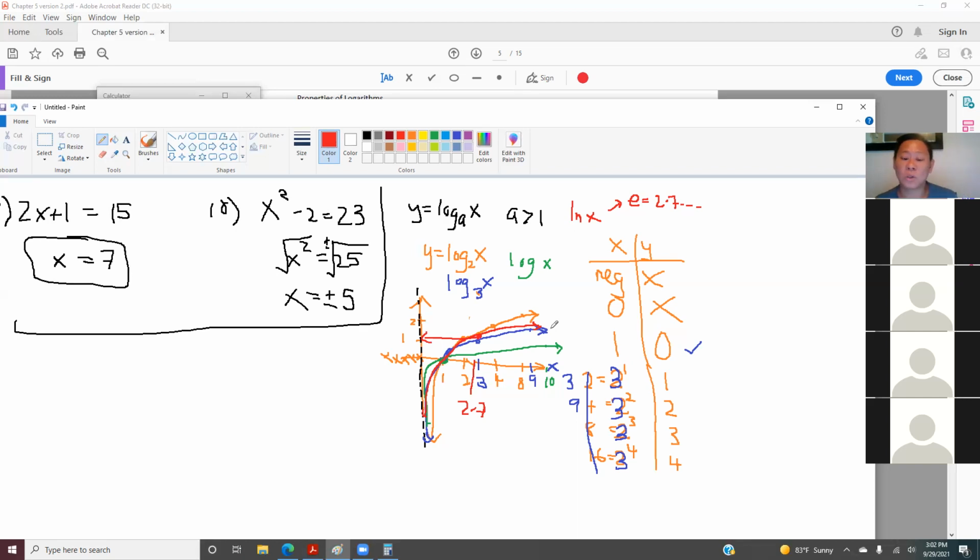So those graphs that I showed you are the log graphs. Okay, you guys all right here?